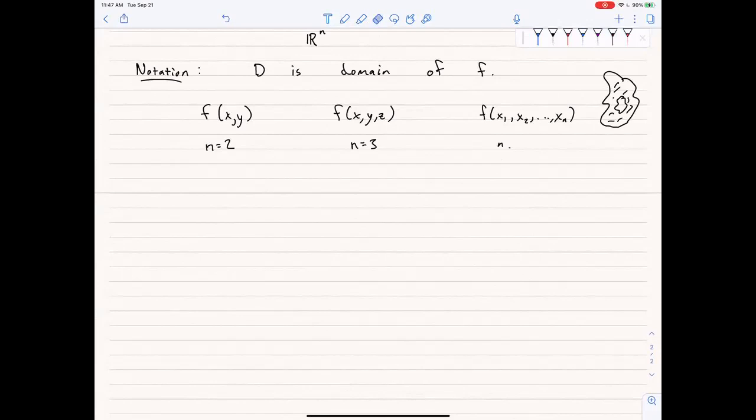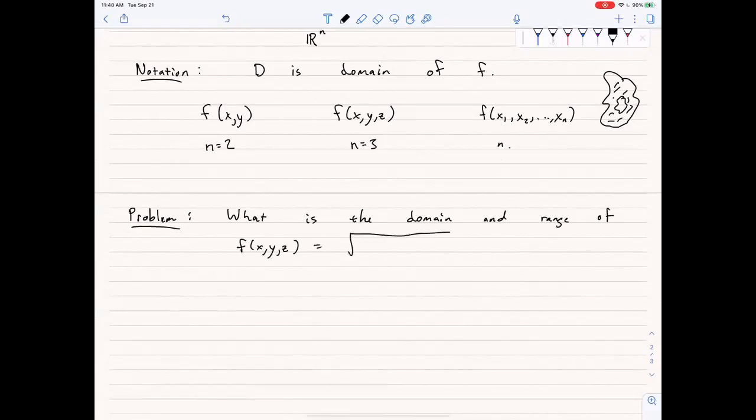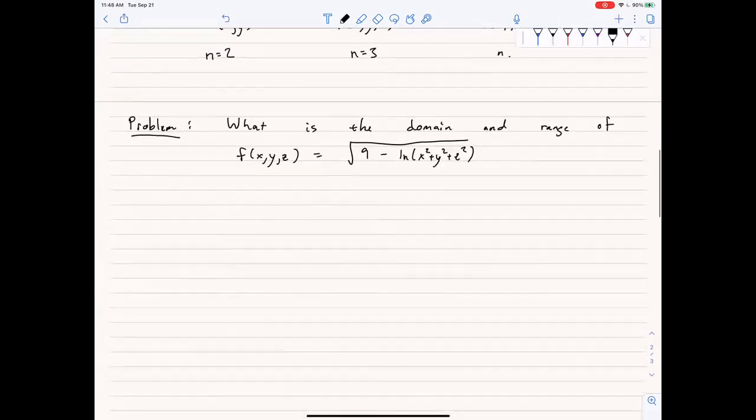All right, so let's do a problem. Let's get our brains working here. What is the domain and range of the following function? I'll take 3 variables, f of x, y, z, and we'll take the square root of 9 minus the natural log of x squared plus y squared plus z squared. Looks fun.